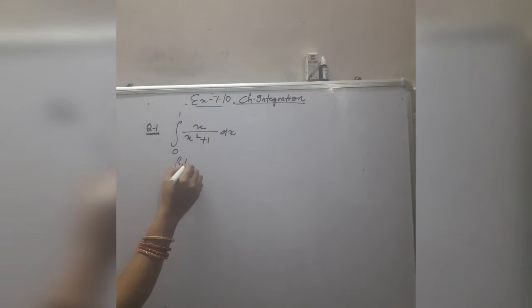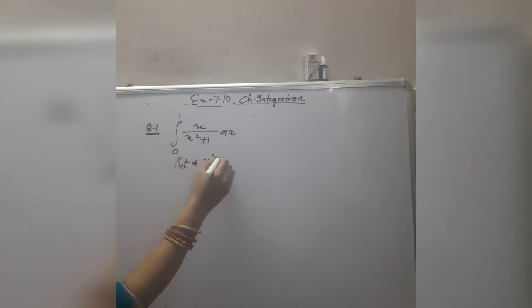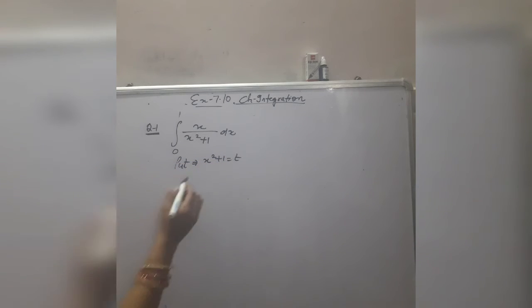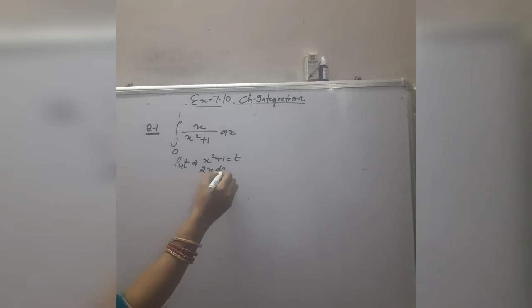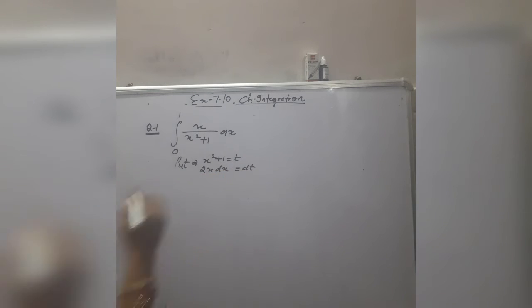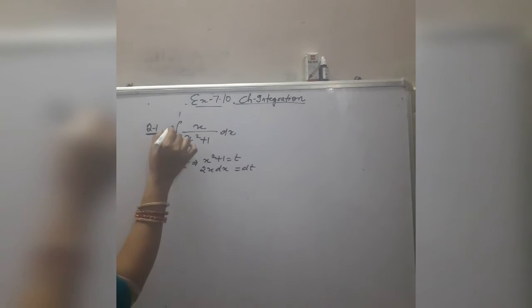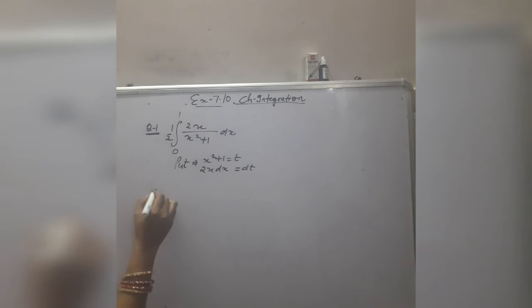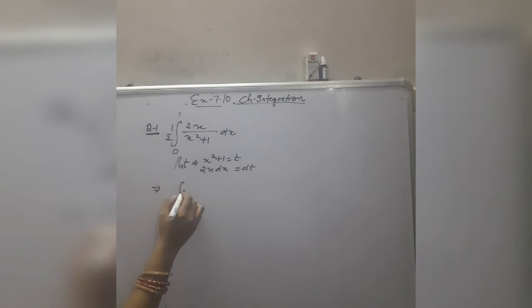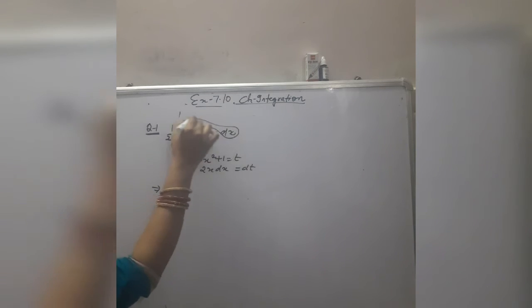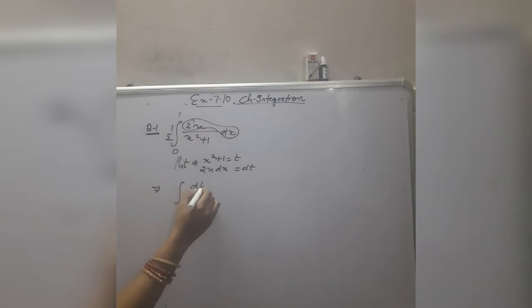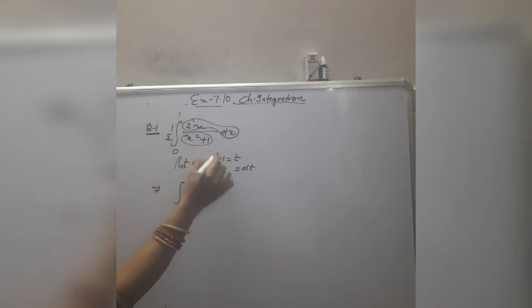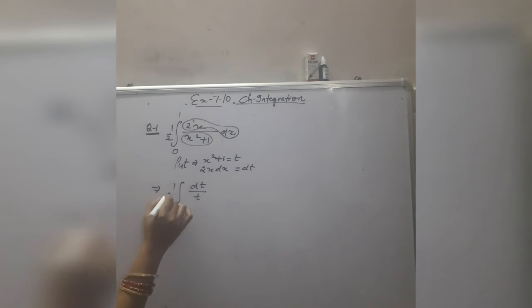So in substitution method we will put x square plus 1 is equals to t. After differentiating both sides, 2x into dx is equals to dt. So multiply and divide it by 2. So here it becomes, in place of 2x into dx we will write down dt. In place of x square plus 1 we will put t.